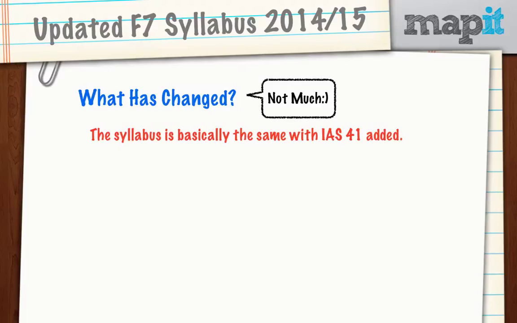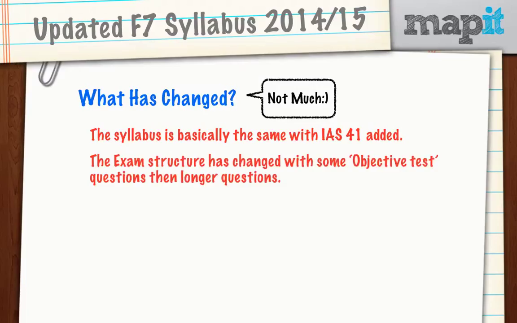So if you've studied F7 previously and haven't sat the exam yet, or perhaps have failed it, the studying that you've done will stand you in good stead. It's exactly the same stuff. Now, what has changed, as I mentioned, is the exam structure.